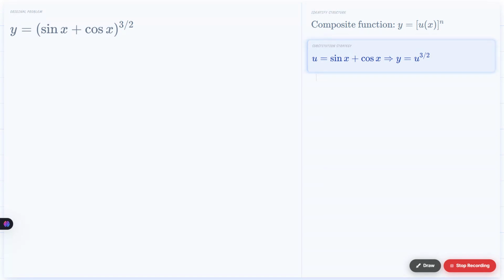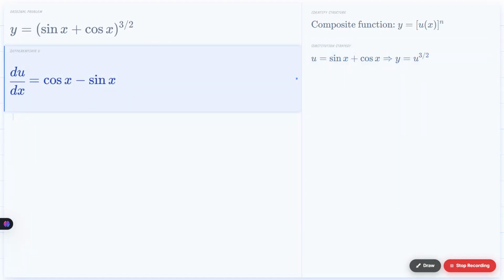We let u equal sin x plus cos x so that y equals u to the power of 3/2. We do this to make the math easier to see. Using a new letter helps us work with smaller parts. We find the derivative of u, which is du divided by dx equals cos x minus sin x. We do this to find how the inside part changes. This step is needed for the chain rule.